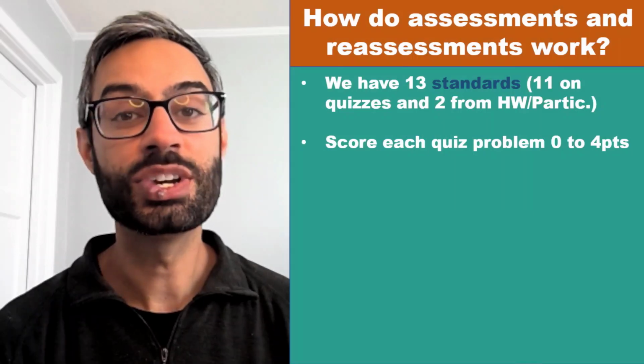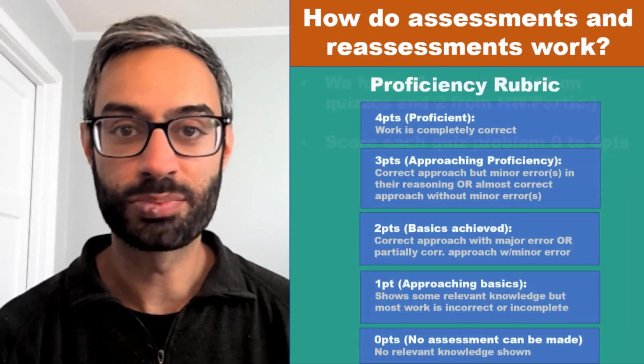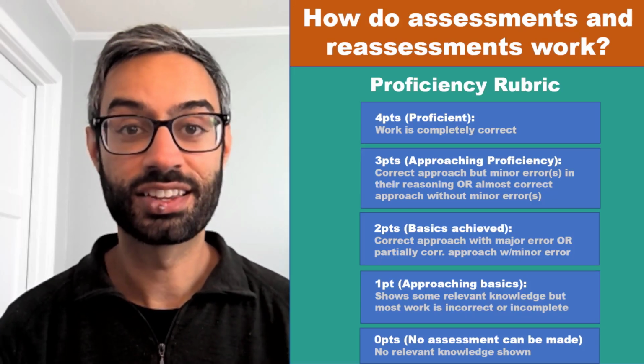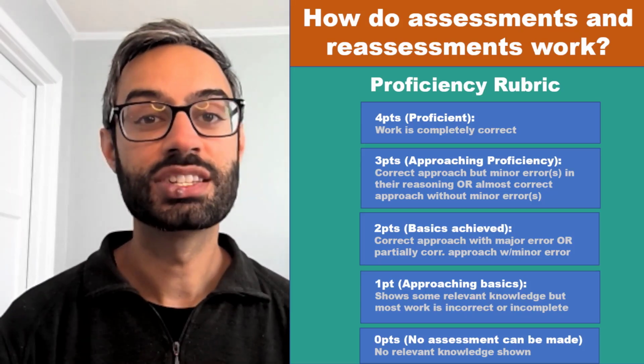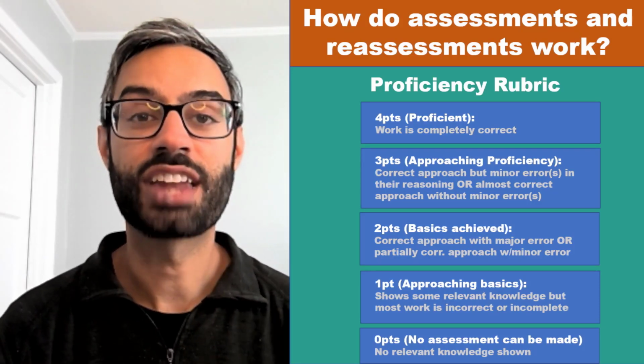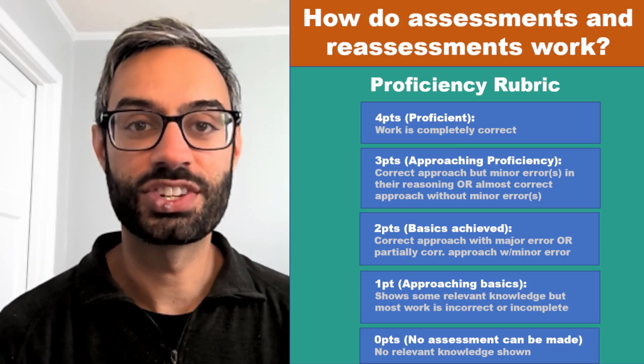I will score each quiz problem out of 4 points using our proficiency rubric. You'll get 4 points if your work is completely correct. I call that proficient. 3 points if you're approaching proficiency, 2 points if you've achieved the basics, and so on based on how close you are to demonstrating proficiency.